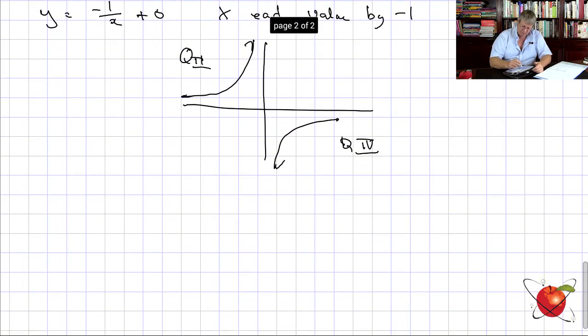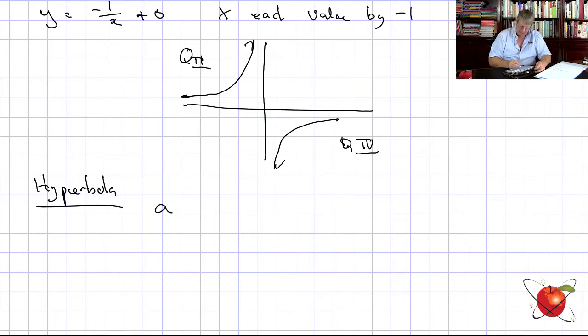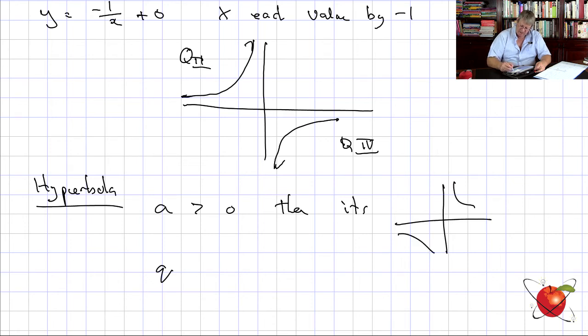Well, from this we get the following rules for an asymptote for a hyperbola. Firstly, for the hyperbola, A and Q. If A is less than 0, let me start off with greater than 0, right? If A is greater than 0, then it's in Q1. Why do I always write Q2 there?